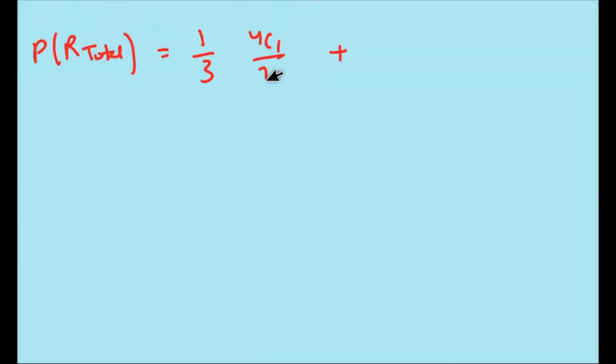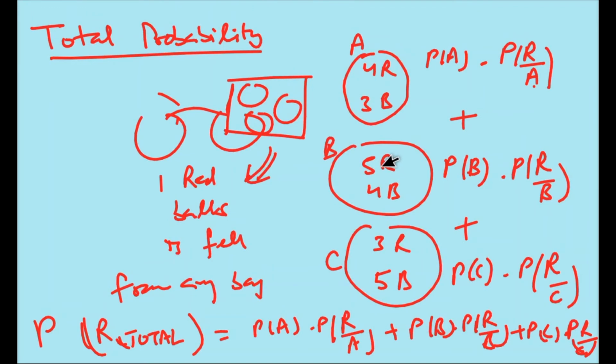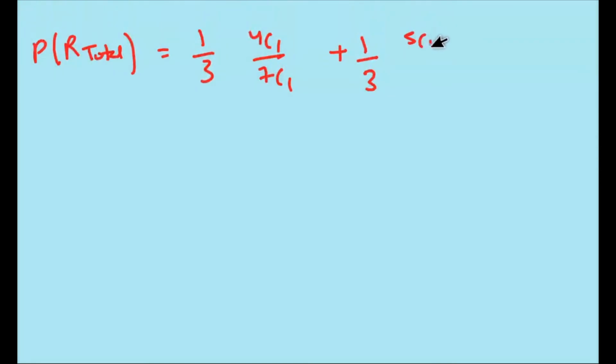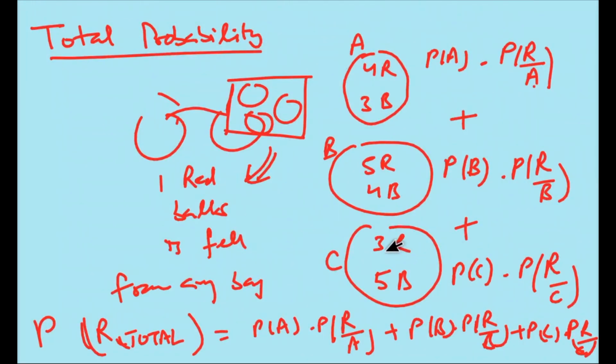4C1 upon 7C1. Now select the B bag. Again the probability is 1 by 3, from 3 bags you select 1 bag, and now there is 5C1 from 9C1, 5C1 upon 9C1. Selection of the third bag, and getting the red ball, 3C1 upon 8C1.